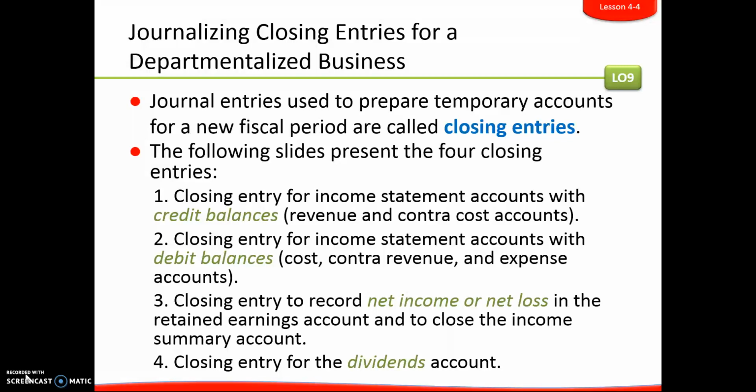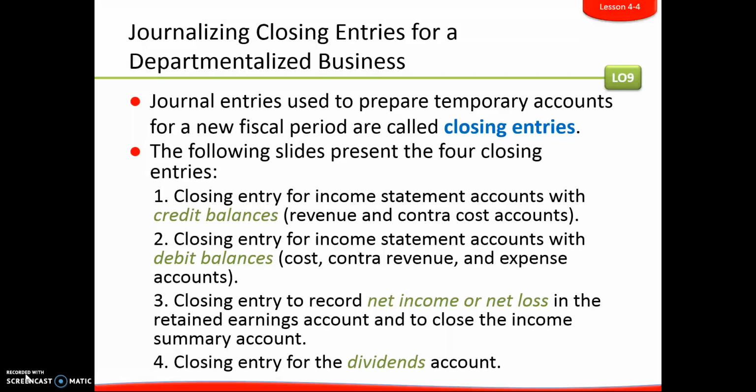So our first one, remember, is our closing entry for our income statement accounts that have credit balances. So that is typically our sales, and then we have some of our contra cost accounts that are in there as well. When we do this one, remember that they have credit balances, so we need to debit them in order to close them.